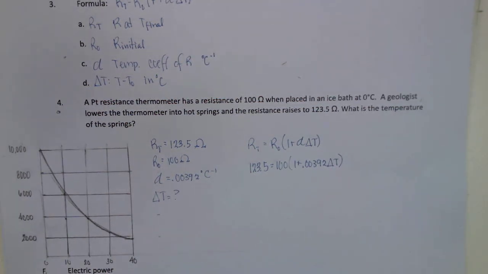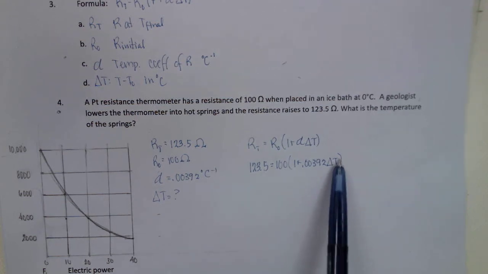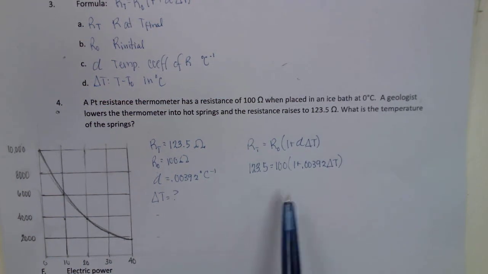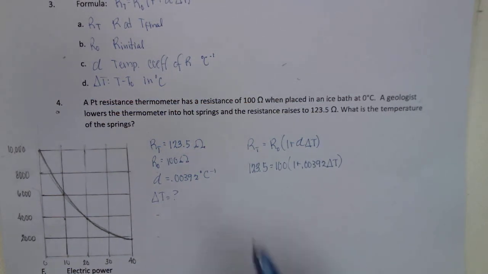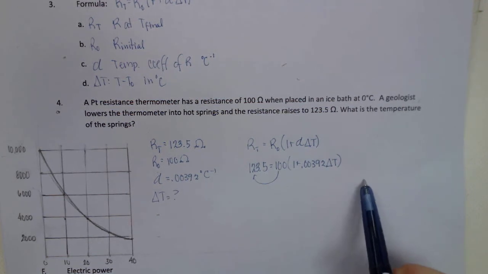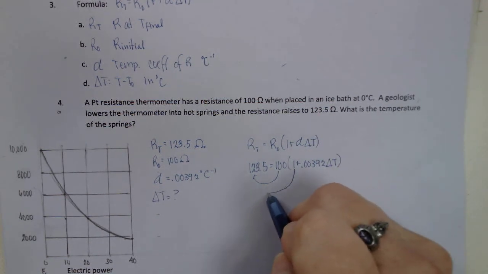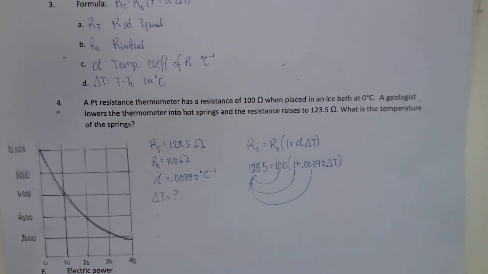Now, you guys are pretty good at this, so I shouldn't necessarily have to, but just to make sure, I'm going to go through how I would unpack this. I want to solve for delta T, so I've got to move everything else away from it. Rather than getting rid of my parentheses by distributing, I would first divide by 100 so that I'd be left with 1 plus. Then I would move over my 1, and then finally I would divide by 0.00392 to get delta T.